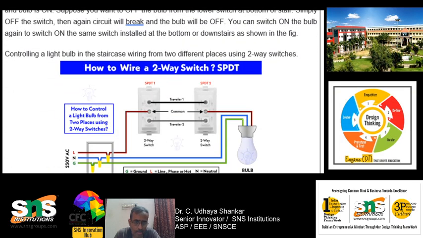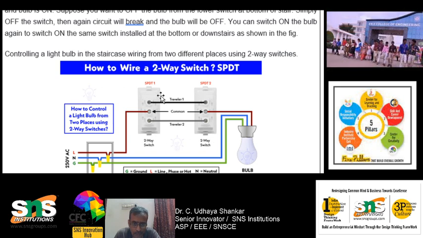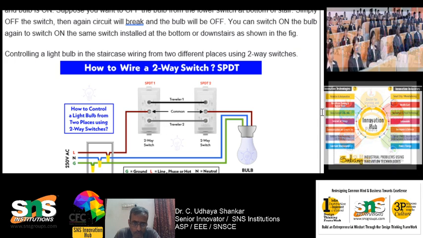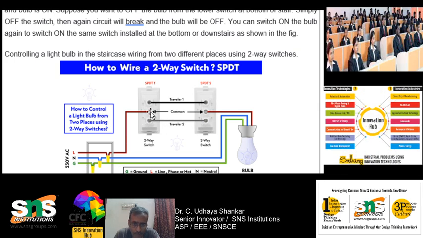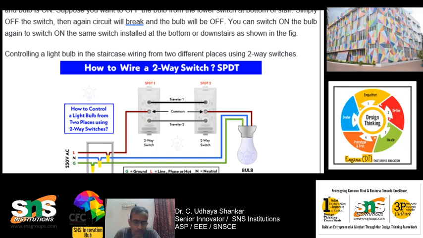So this is what it is all about, the staircase wiring. Okay, so this is the actual circuit. Here two different two-way switches have been taken. You can see that three different terminals are there. The top two terminals of both the switches are connected, and the bottom two terminals of both the switches are connected, and the middle point will be connected to the line, whereas this middle point will be connected to one end of the load, and the other end of the load will be connected to the neutral.